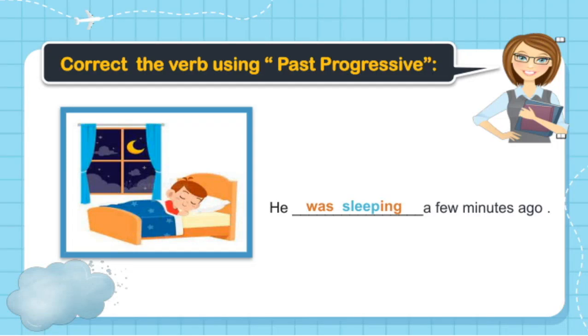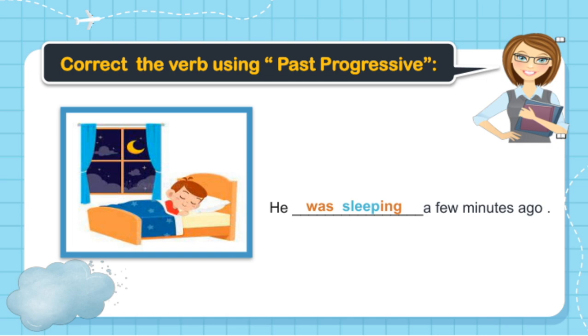He was sleeping a few minutes ago. Now, let's think about how to correct this sentence using the past progressive tense. The key here is to recognize that the action was happening continuously over a period of time in the past. So instead of saying was sleeping, which is actually correct, the focus is on understanding the structure. We use the past tense of the verb to be, which is was or were, depending on the subject, plus the base verb with an ing ending. In this case, he is singular, so we use was plus sleeping.